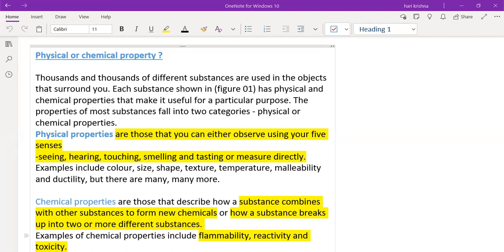Sir, should we tell the example for size or shape? Size I'm asking. Okay. Sir, if you stretch an elastic, the size changes. Okay. Next, common examples.